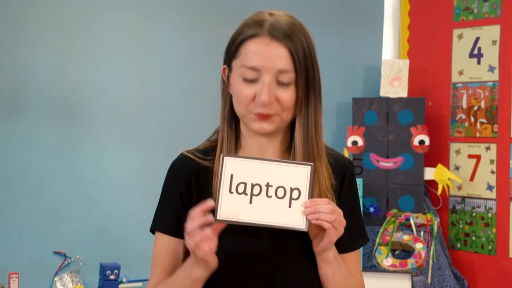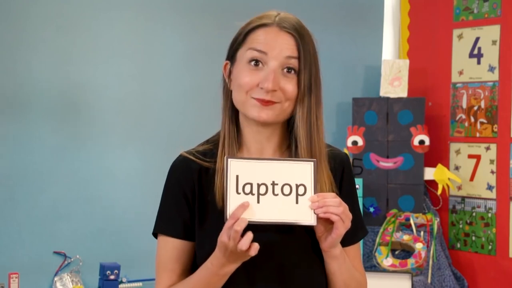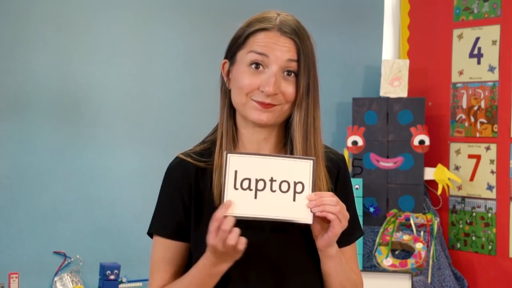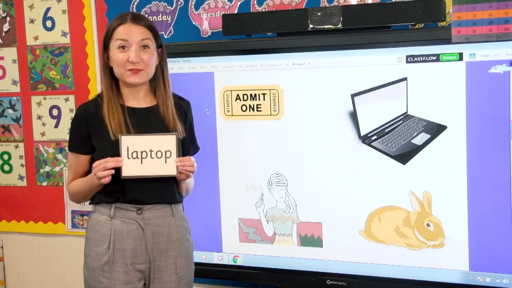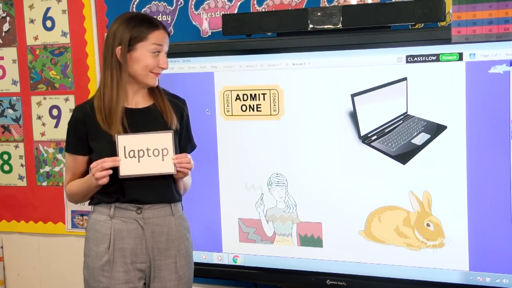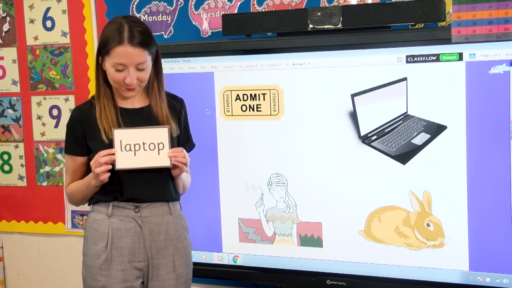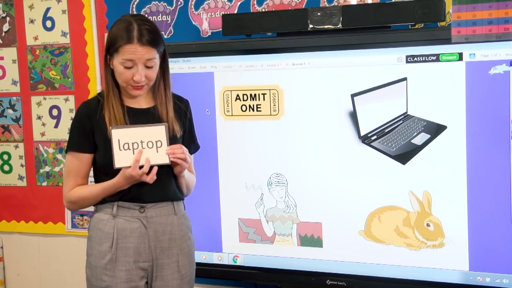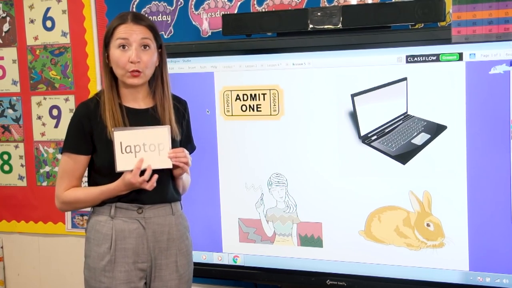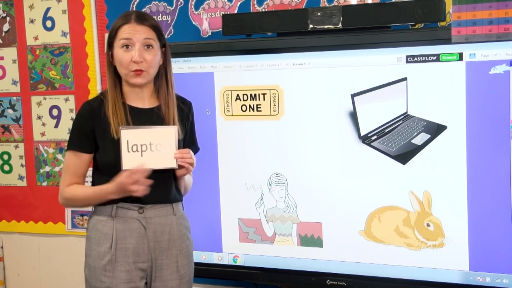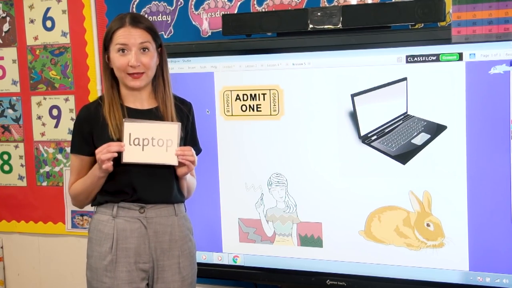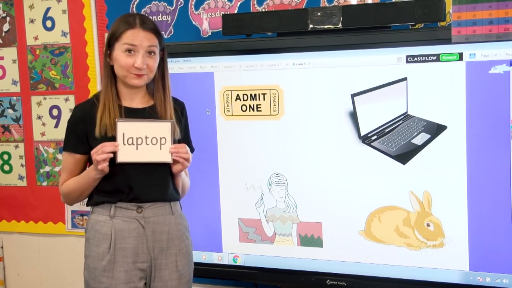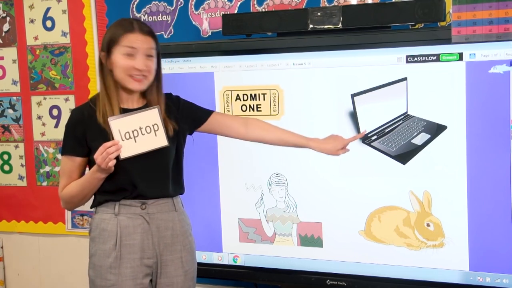Sound out and blend. Can you see the matching picture? Read the word with me. L-ap, lap, t-op, top, laptop. She typed a book on her laptop. Can you point to the laptop? Well done. There's the laptop.